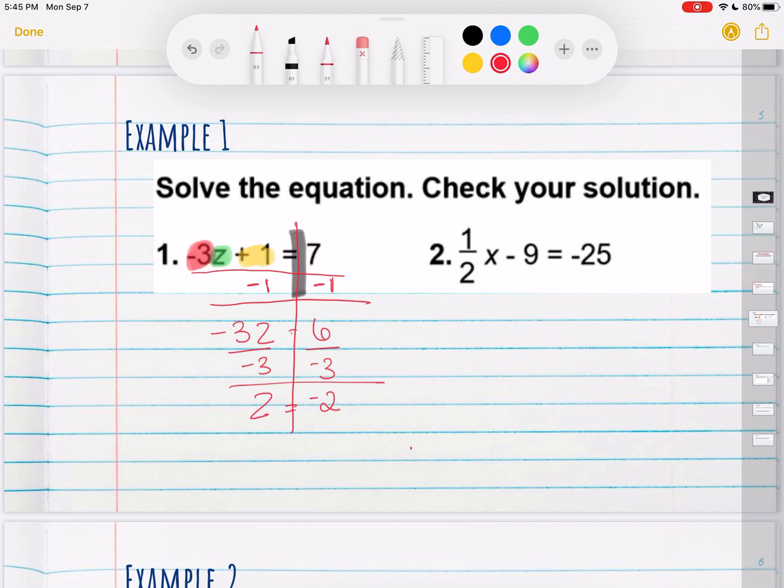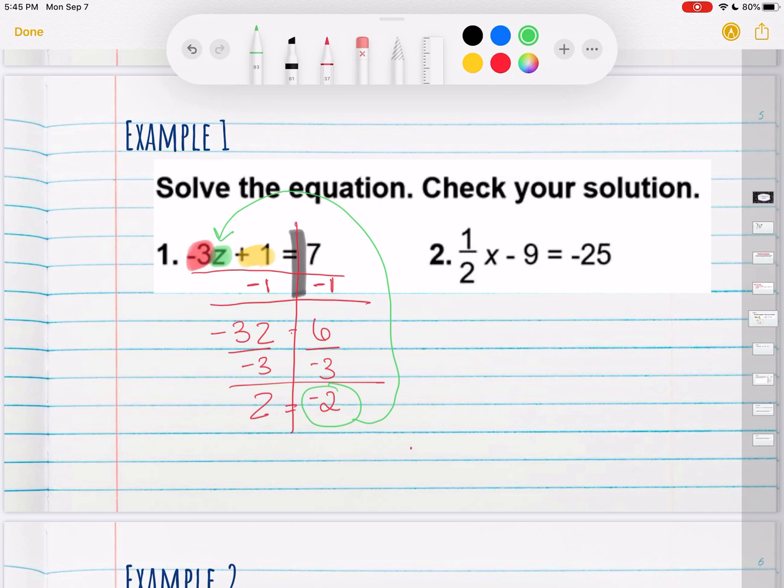Now, remember, it does say check your solution. So how we check the solution is we take our answer and plug it back into z to make sure that the equation is true. Then we know it's correct. This is an important step because then it catches if you made any mistakes in your equation solving process.